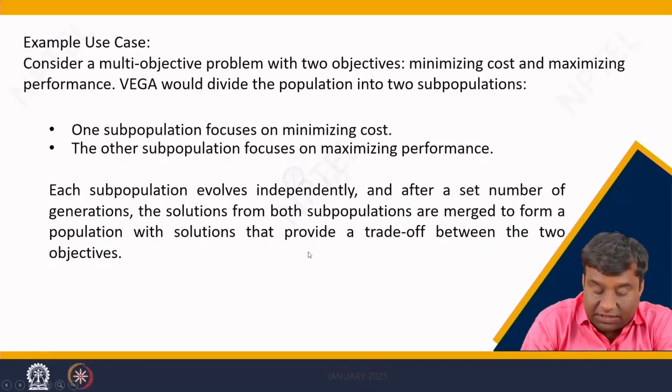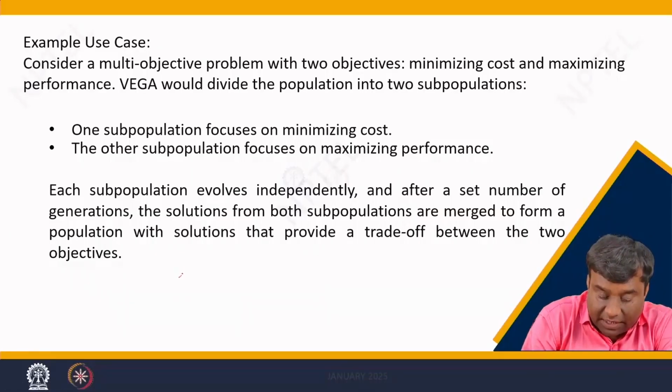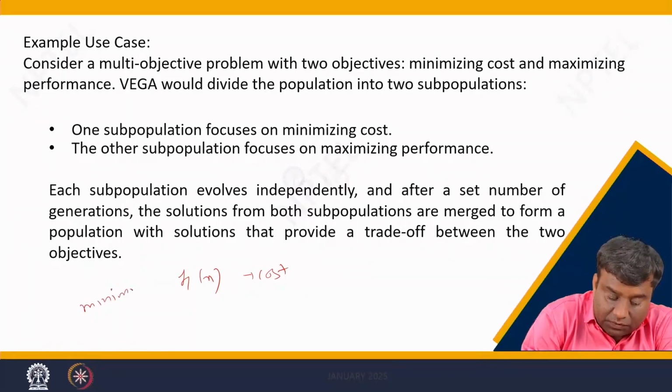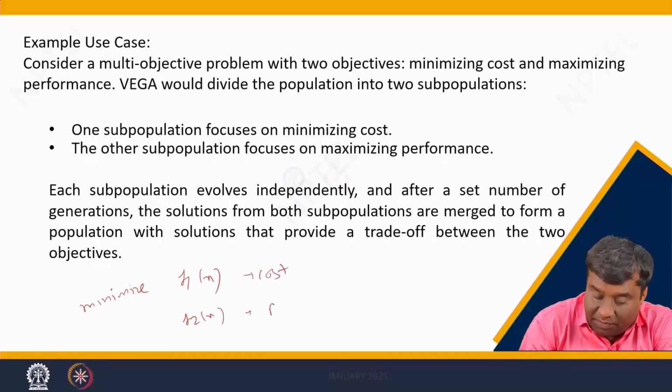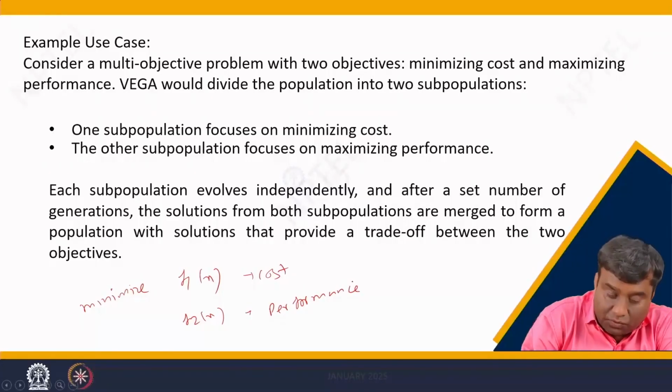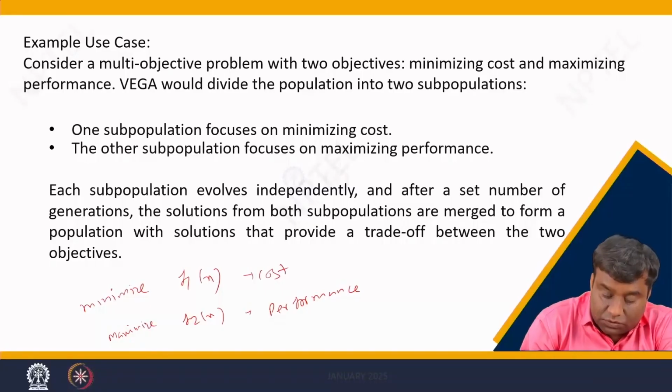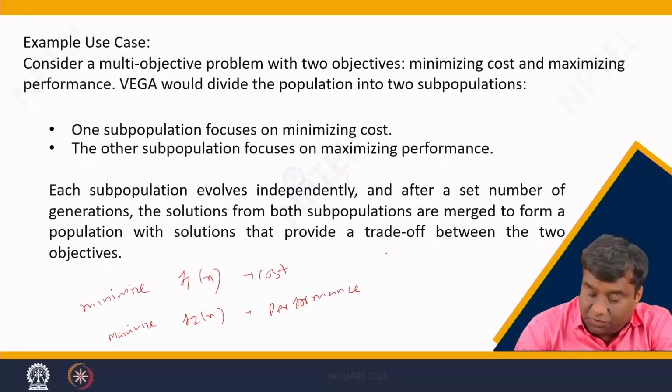In this example use case, suppose f1(x) represents cost, so we need to minimize it, and f2(x) represents performance, so we need to maximize it. So suppose there are 10 initial populations.